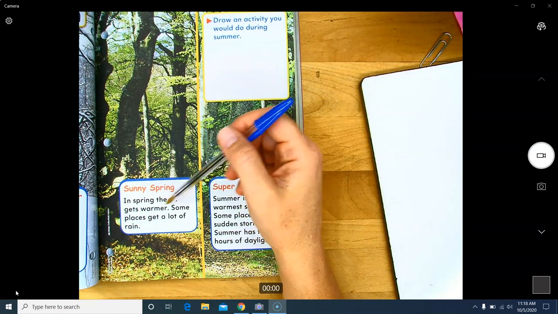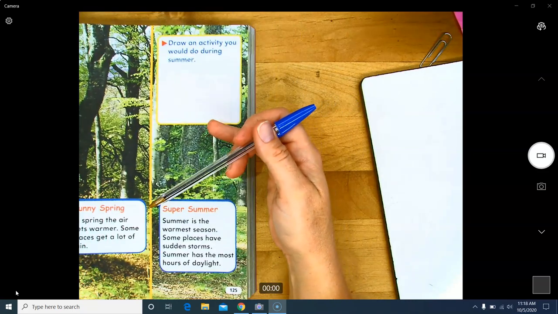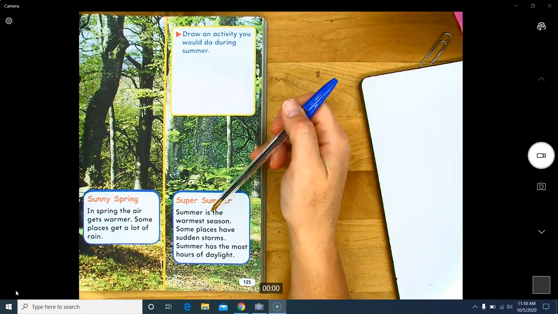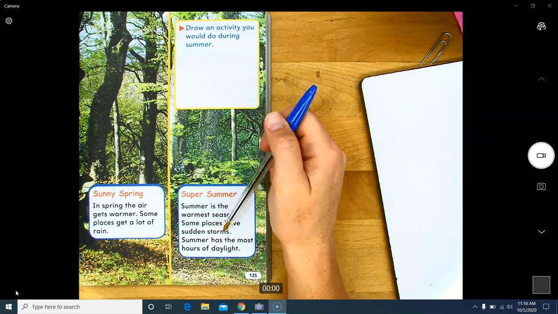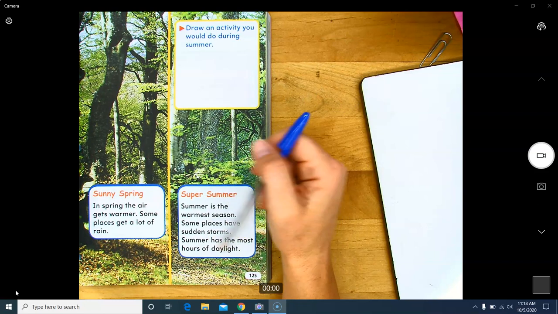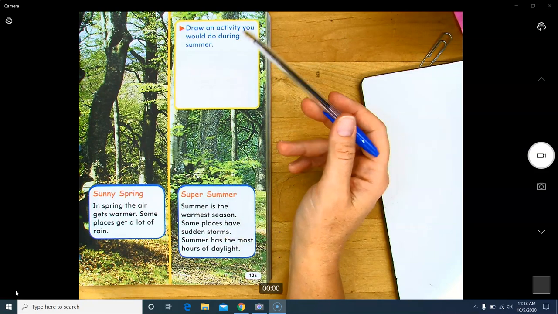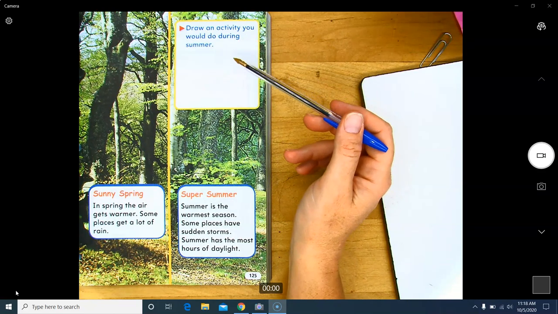Sunny spring. In spring, the air gets warmer. Some places get a lot of rain. And super summer. Summer is the warmest season. Some places have sudden storms. Summer has the most hours of daylight. So we have long days during the summer. And then over here, you can draw an activity you would do during the summer.